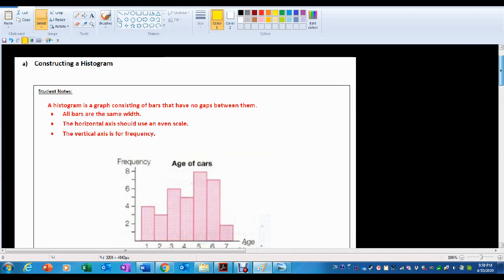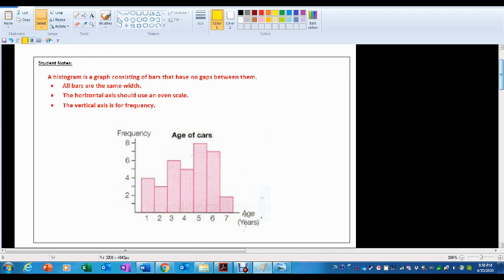So what do we mean by histogram? A histogram is like a bar chart, a lot of bars, but actually there are some special requirements for the histogram. There are three requirements. First, all bars are the same width. So the width must be the same. You see the width here.